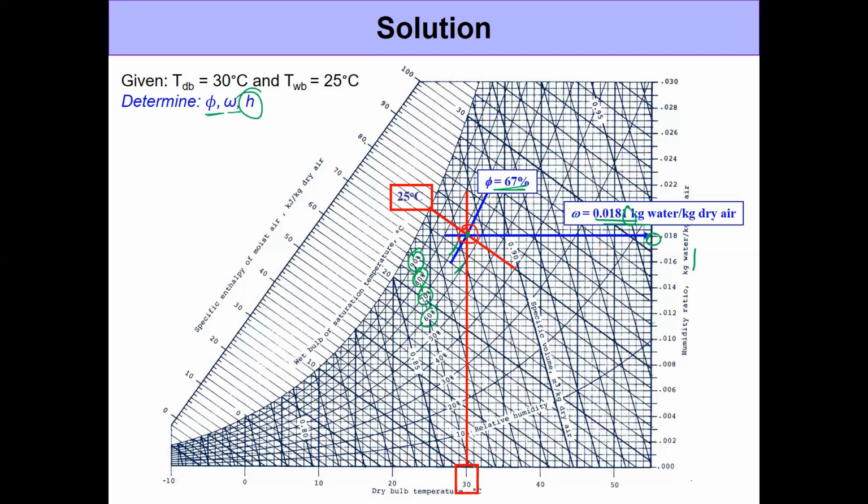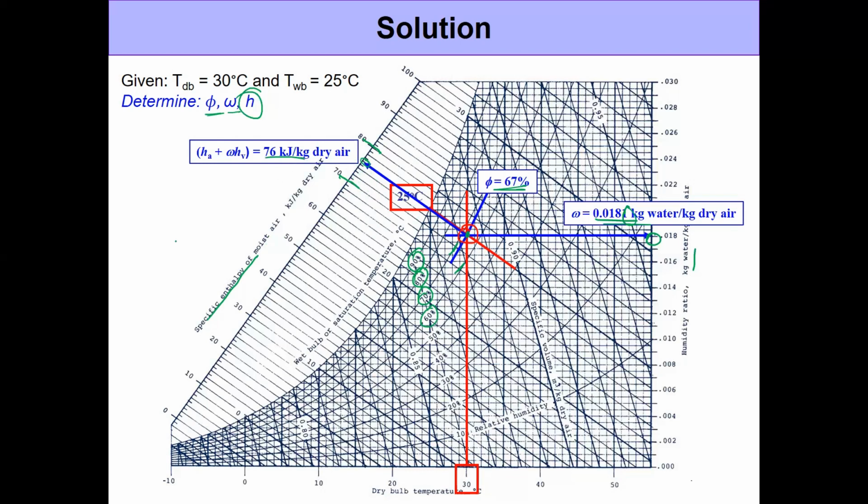Now, mixture enthalpy is given on this axis right here. As you can see, the title is given, and these are the different lines of constant enthalpy. Okay, so we're looking at some point between 70 and 80, basically this point right here. If you draw a straight line parallel to one of the constant enthalpy lines, and when you count it out, it comes out to be 76 kilojoules per kilogram of dry air.